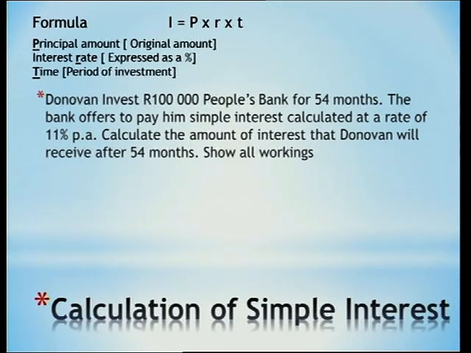Donovan invests 100,000. Okay, 100,000 is the principal. That is what I put into the bank. And it was for 54 months. Okay, so that's our time. And the bank says, you know what? We're going to offer you simple interest at a rate of 11% PA, per annum, per year. That's what PA stands for, per year. So now you must calculate the amount of interest that Donovan will receive after 54 months. And as a nice educator, I remind you, show all workings.